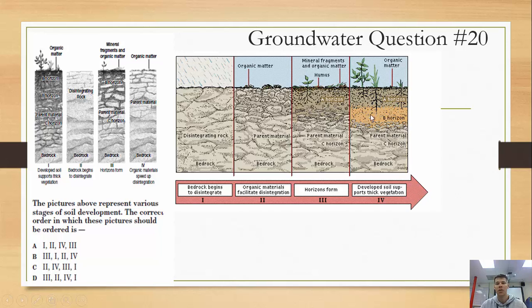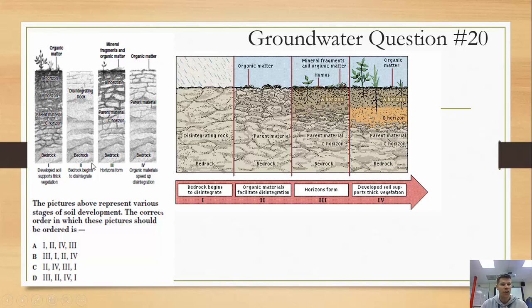You have a good topsoil and humus layer here, you've got a subsoil of clay, and then you've got weathered rock, and eventually at the very bottom you still have your bedrock. So these are our 4 stages. The question is just asking you the same thing. These 4 pictures right here, which one is first?